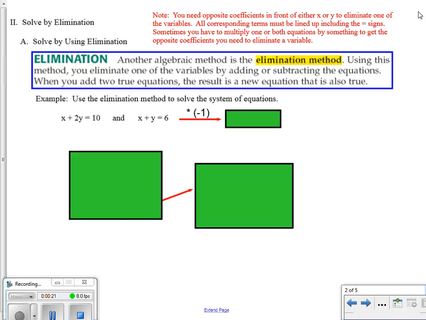So we're going to literally take our two equations and be able to eliminate one of the variables, get rid of one of them, so that we can solve for the other variable. And then again, plug it into one of our equations and solve for the other variable.